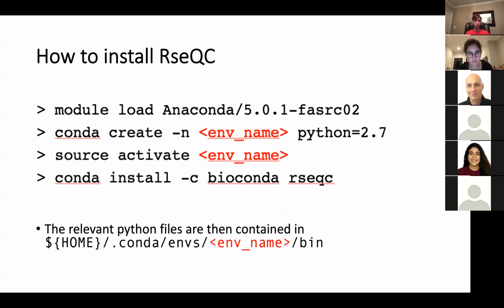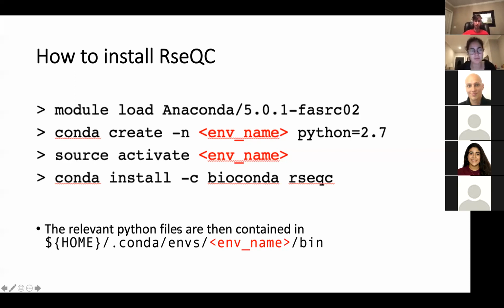So basically you load Anaconda, which is Python and Conda, a package manager. Then you create a Conda environment like this. To activate that environment, you type source activate environment name. Then when you're in that environment, you can type conda install bioconda rcqc. And this should be writing files to your home directory.